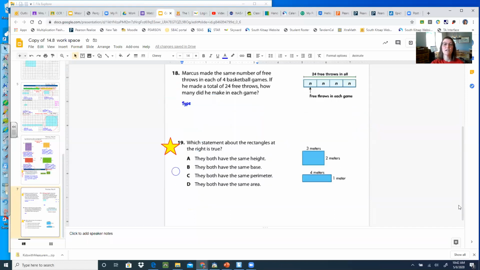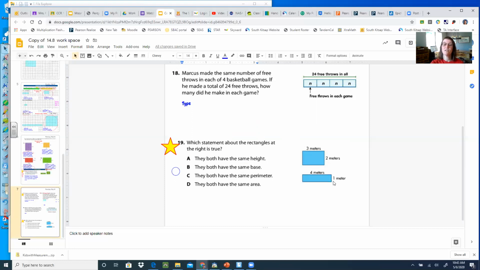Okay, number 19. Which statement about the rectangles to the right is true? There's some problems like this that are going to show up in the quick check. So let me read them. They both have the same height. So is 1 the same as 2? They both have the same base. Is 3 the same as 4?